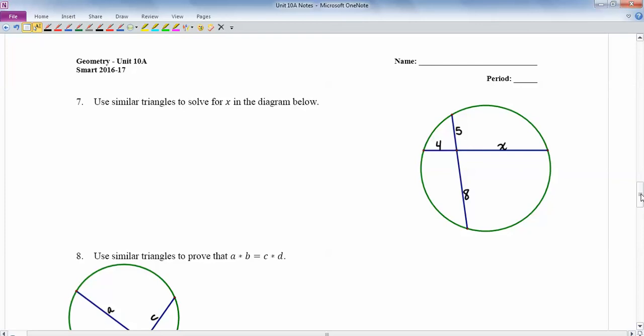So in this one, it says use similar triangles, but we don't have any triangles yet. So if I actually create a couple triangles, I'll connect this one. And let's do this one.